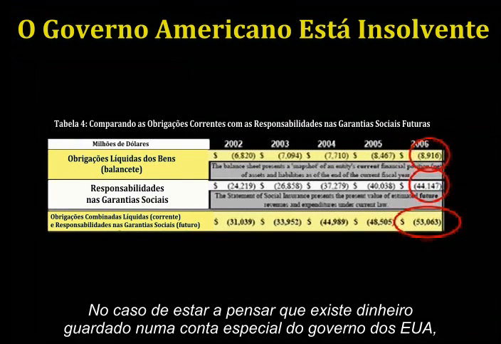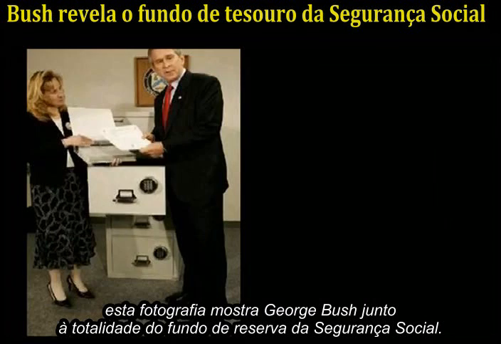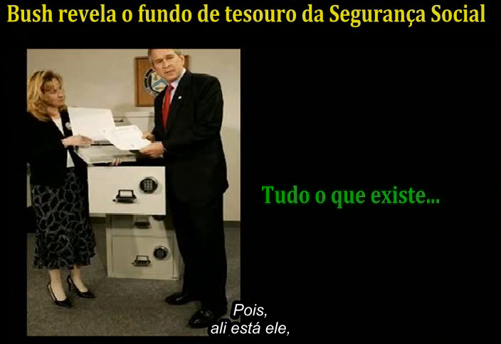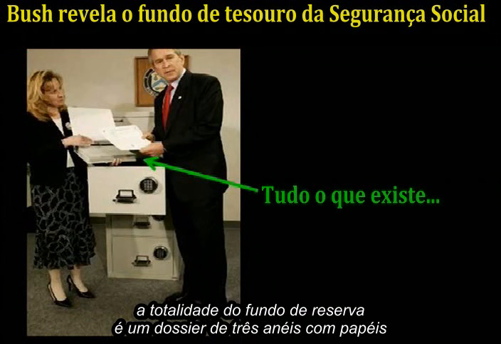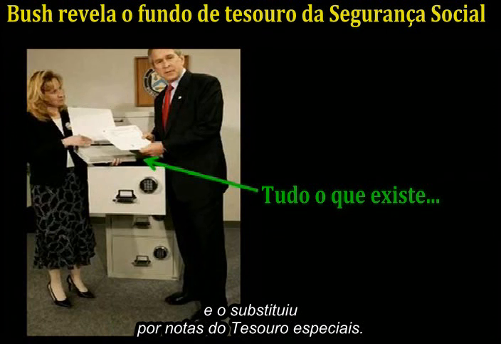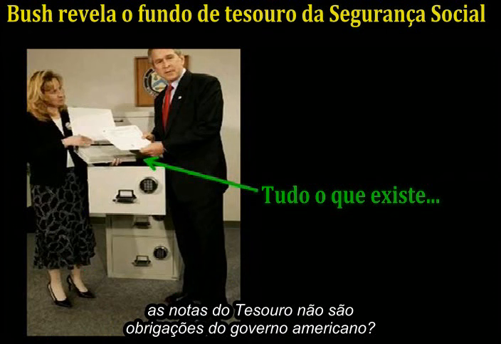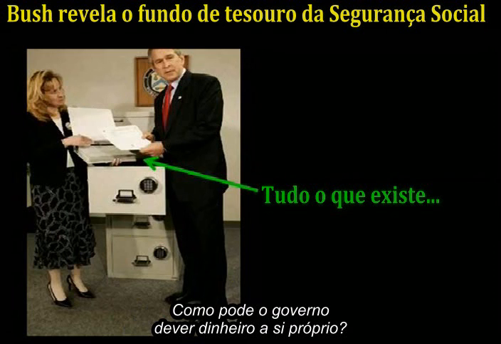In case you are harboring the notion that there's some money socked away in a special U.S. government account, like a lockbox, this picture shows George Bush standing next to the entire Social Security Trust Fund. Yep, there it is. The entire trust fund is a 3-ring binder with slips of paper in it saying that the U.S. government has spent all the money and replaced it with special treasury bonds. Hold on there. Aren't treasury bonds an obligation of the U.S. government? How can the government owe itself money?